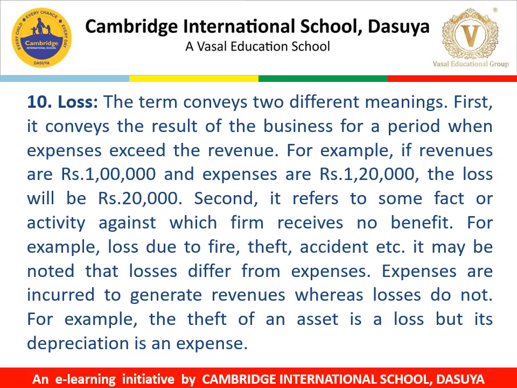For example, loss due to fire, loss due to theft, loss due to accident, etc. It may be noted here that losses differ from expenses. Expenses are incurred to generate revenues, whereas losses do not. For example, the theft of an asset is a loss, but depreciation is an expense.